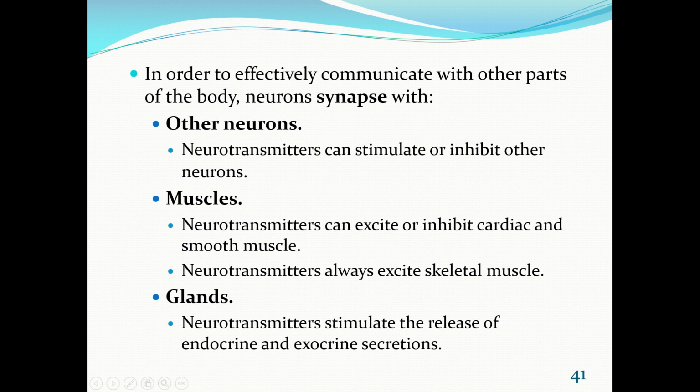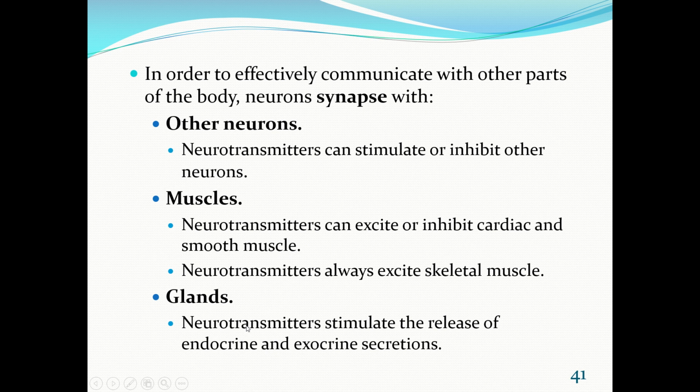So when you see here that the neurotransmitters are exciting or inhibiting cardiac and smooth muscle, go back and recall that smooth muscle, glands, and cardiac muscle are part of the autonomic nervous system, which is parasympathetic and sympathetic. So if it's sympathetic, in this case, it's going to be exciting the cardiac. If it's parasympathetic, it's going to be inhibiting the cardiac. Smooth muscle is going to vary based on what the organ is. But that's what that is referring to there for the muscles.